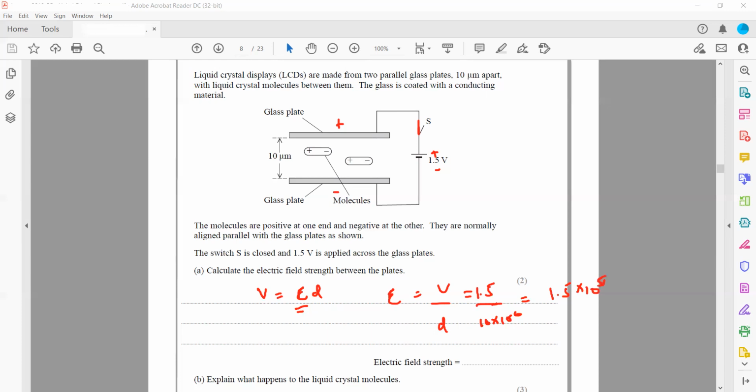And the unit of the strength of the electric field: the unit of voltage is volts and distance is meter, so it is volts per meter, or it is force per unit charge, so we can also say Newton per Coulomb.